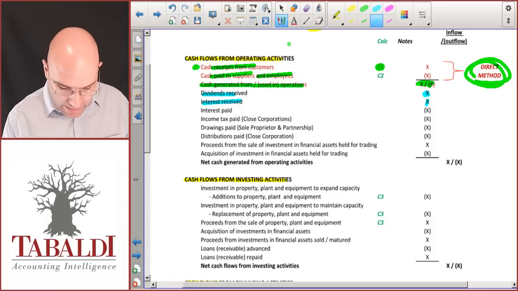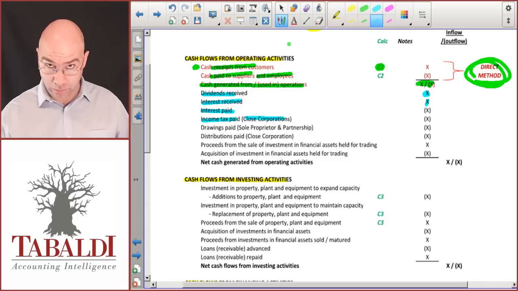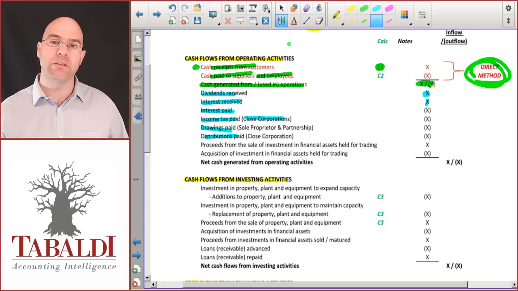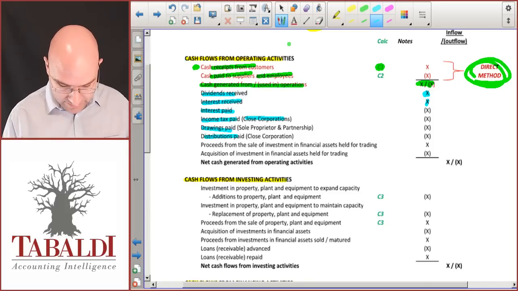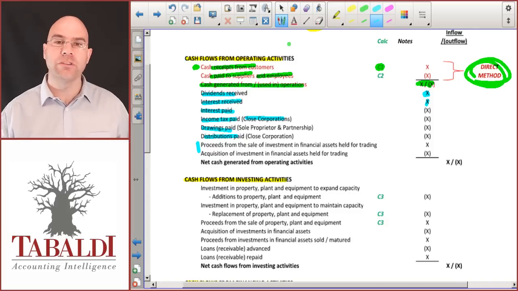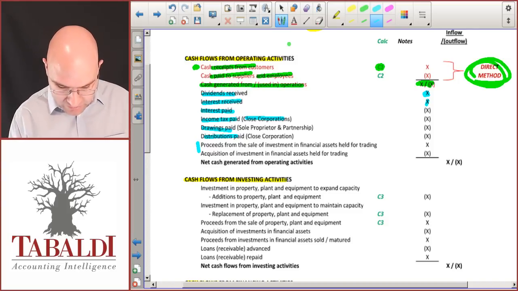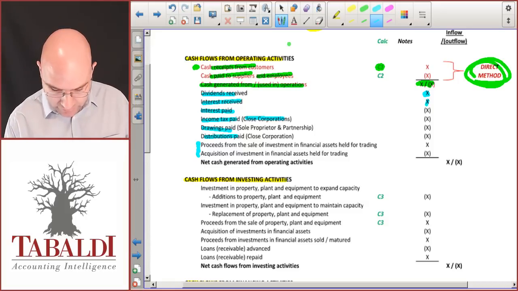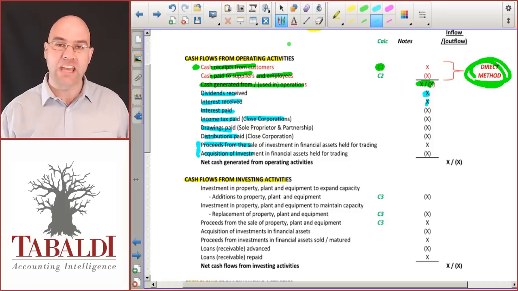Okay, then we're going to have interest paid, income tax paid if it's a closed corporation, remember, drawings or distributions, depending on whether it's a partnership or a CC. Then if there's any financial assets that are part of the normal trading activities, you'll take proceeds from sale or acquisition of investments, the cash outflow.